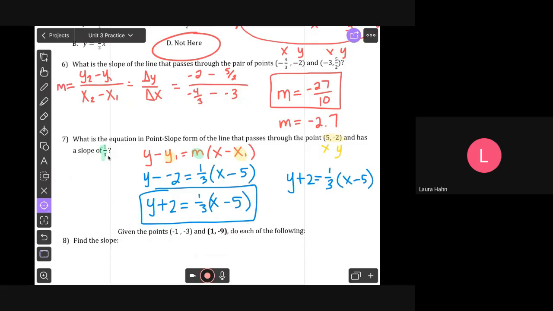Also, I have a lot of students that might mix up where these go. An easy way to remember that is your y value is going to be beside your y. Your x value is going to be beside your x. And just remember, your signs will be opposite.